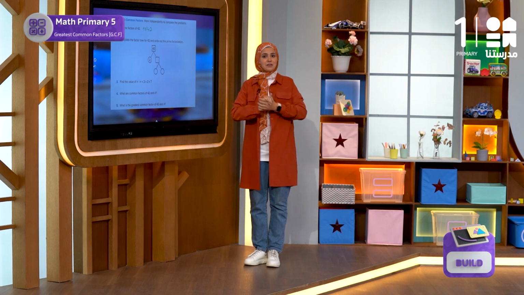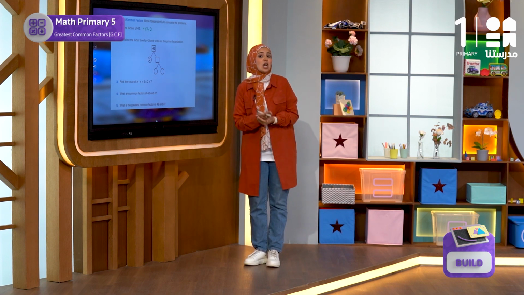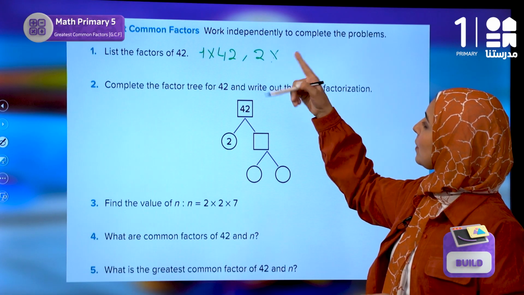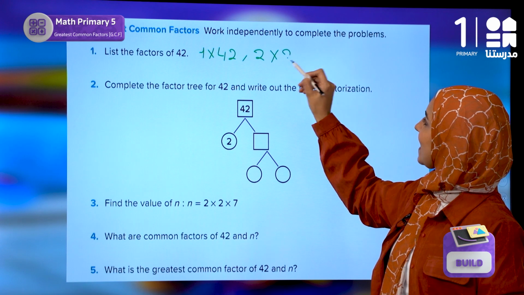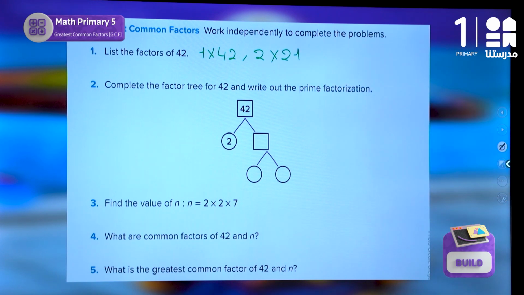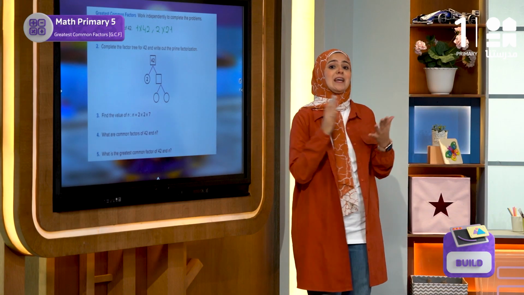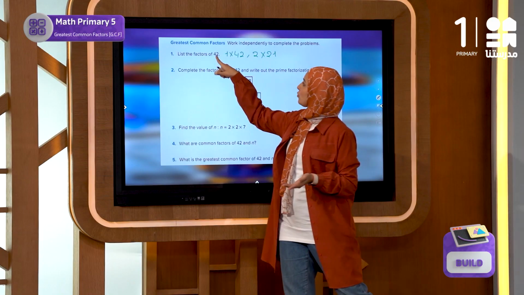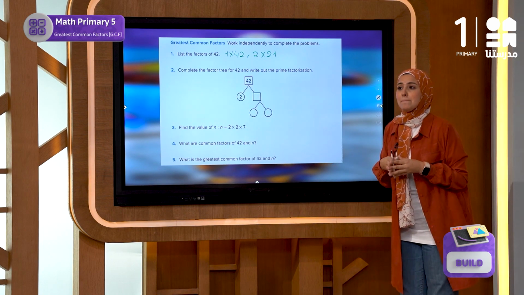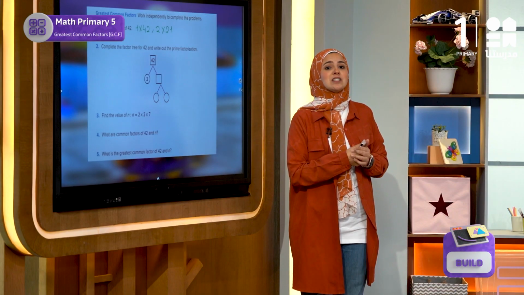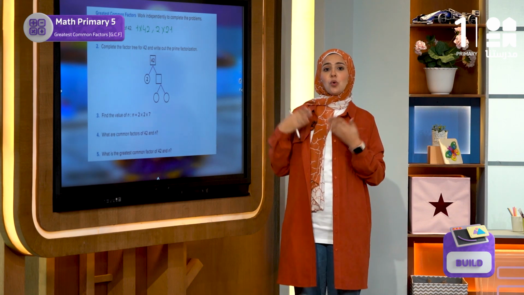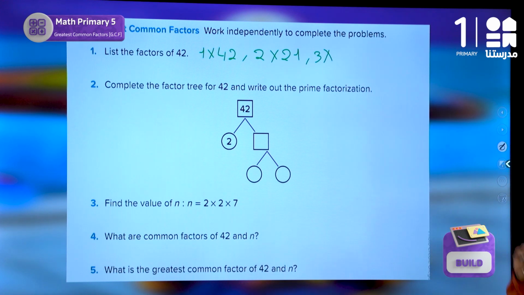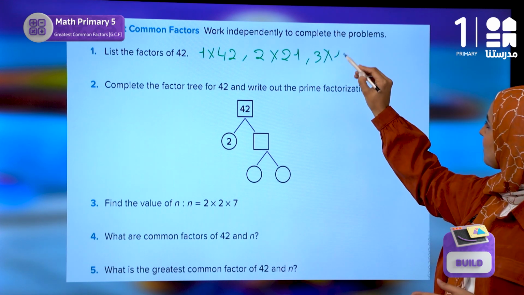Now 42 is an even number, so what is my second guess? 2 and something. What is this other number? Which number, when I multiply by 2, gives me 42? The answer is 21. Now let's check. Do we have any other possibilities? Of course. Let's add the digits of the number. 4 plus 2. What is the sum? It's 6. So this number is divisible by 3. So which number, when I multiply by 3, gives me 42? And the answer is 14.